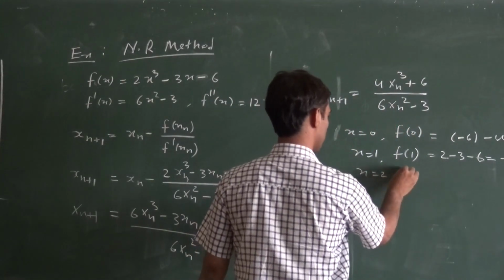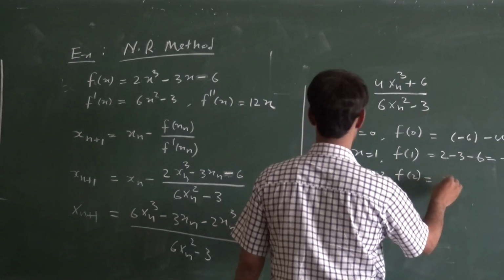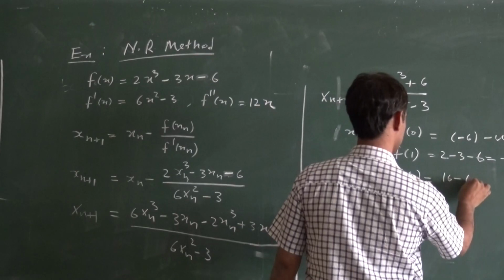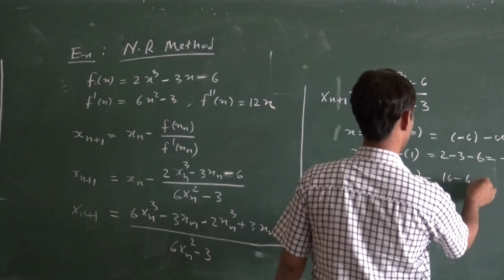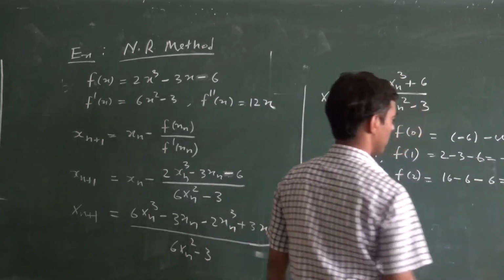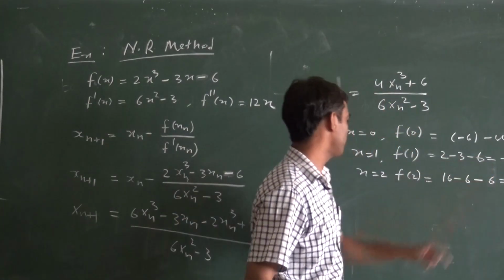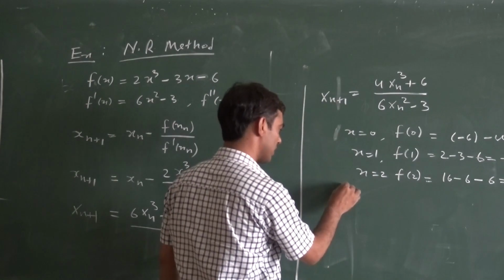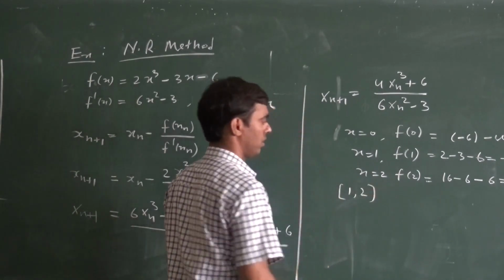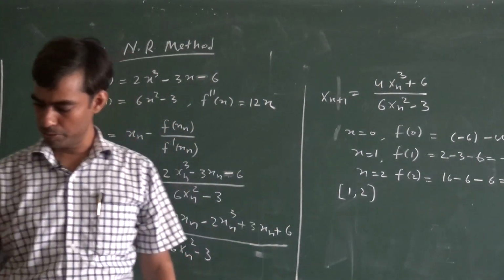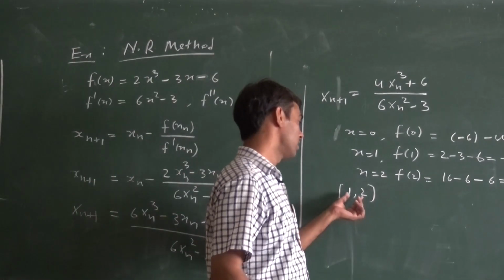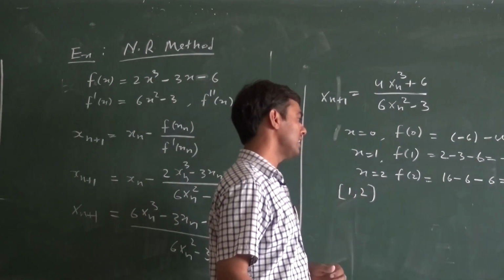At x equal to 2, f of 2 becomes 16 minus 6 minus 6, which is 4. Here we have one negative value and one positive value. What is the meaning of this? One root lies between 1 and 2. Now, what value do we choose between 1 and 2 as the initial value?